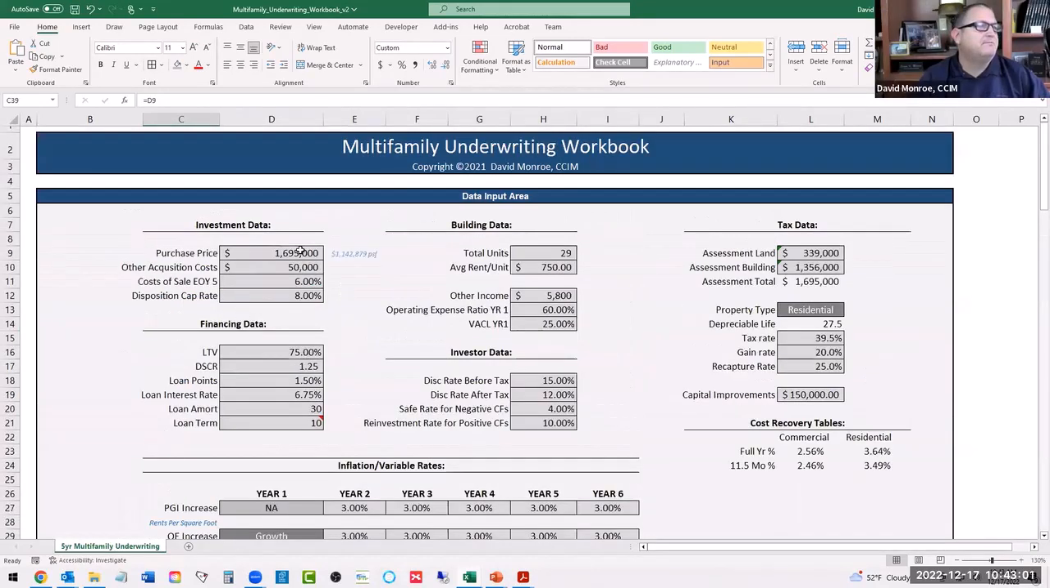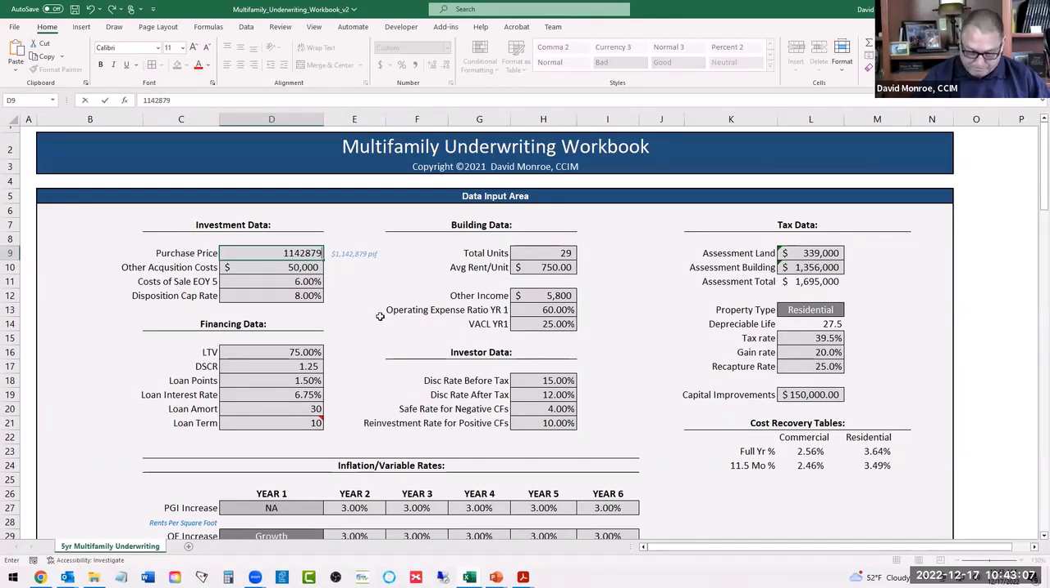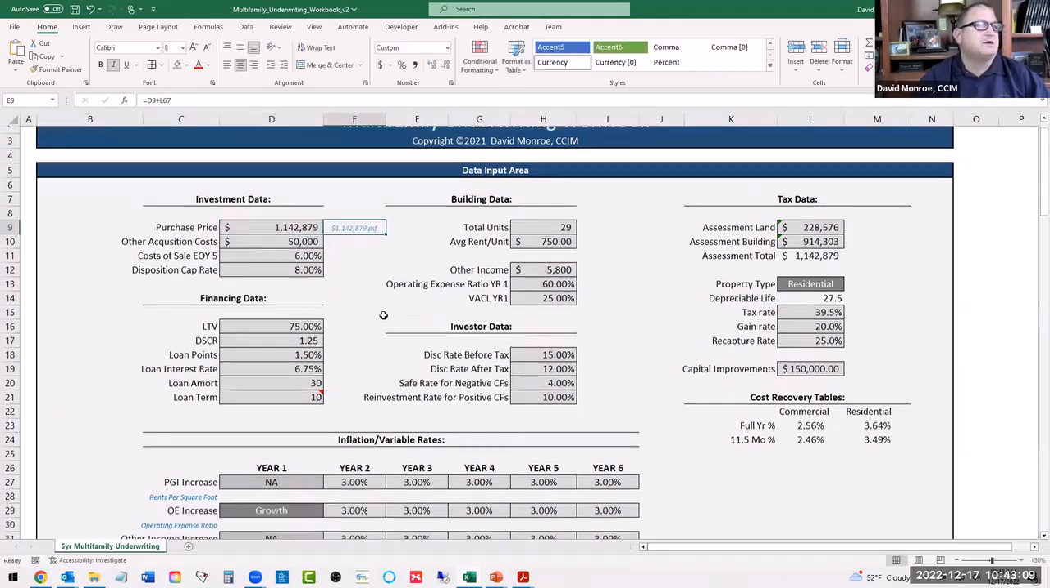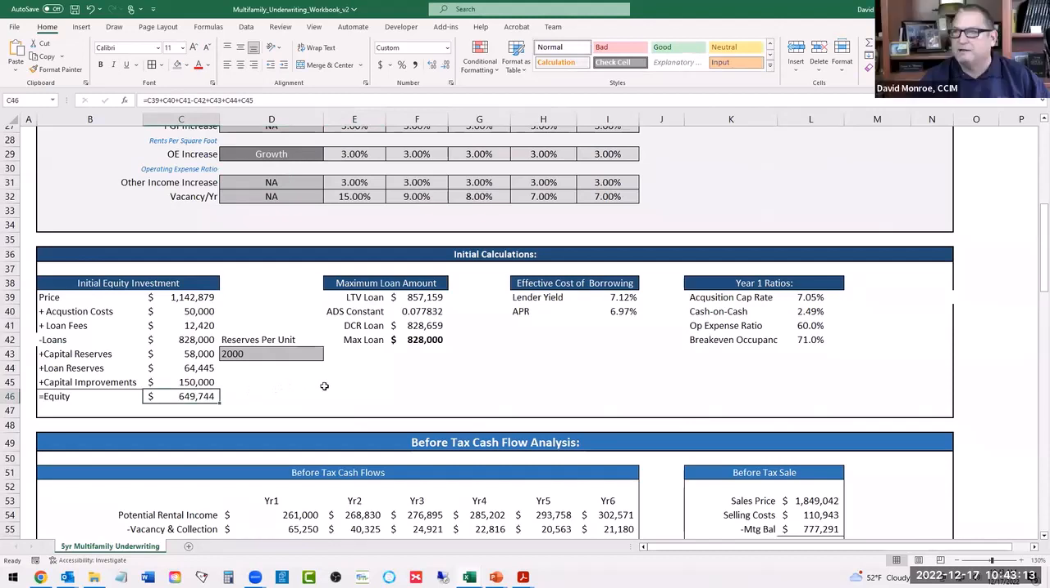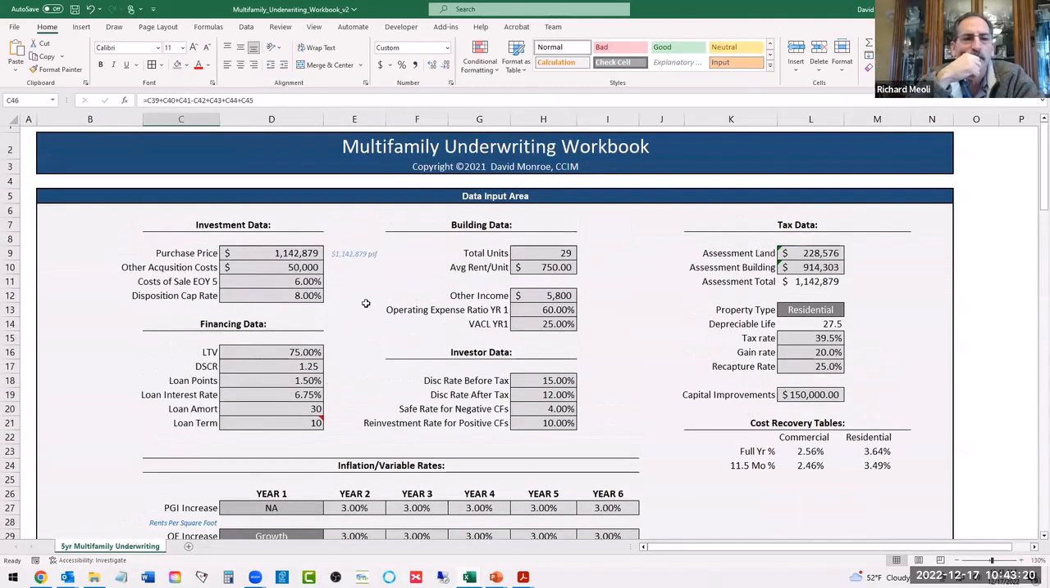So yeah, but if I come up here to my strike price, it changes everything else too. Right. Okay. Now I only need 649,000. Make sense? Okay. That's how you use this. Questions?